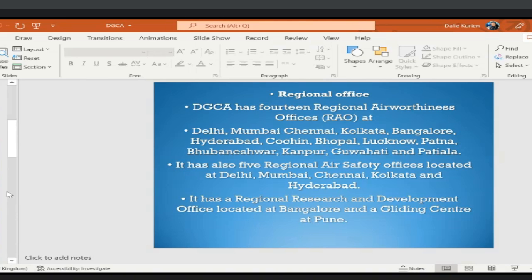Now, the next point, regional air safety officers, for things like hijacking. They are there in only 5 areas: Delhi, Mumbai, Chennai, Kolkata, and Hyderabad. Research and development, of course, is in just 2 areas, that is Bangalore and Pune.